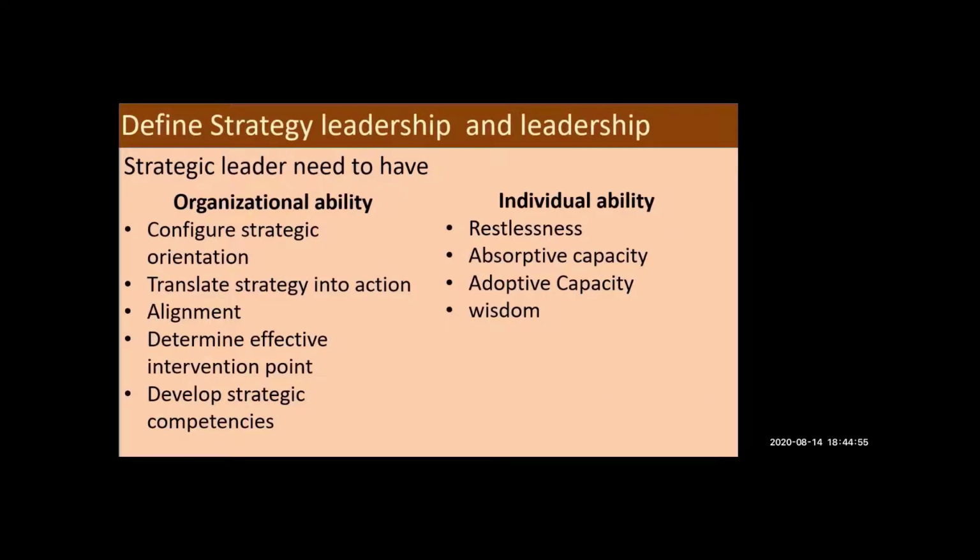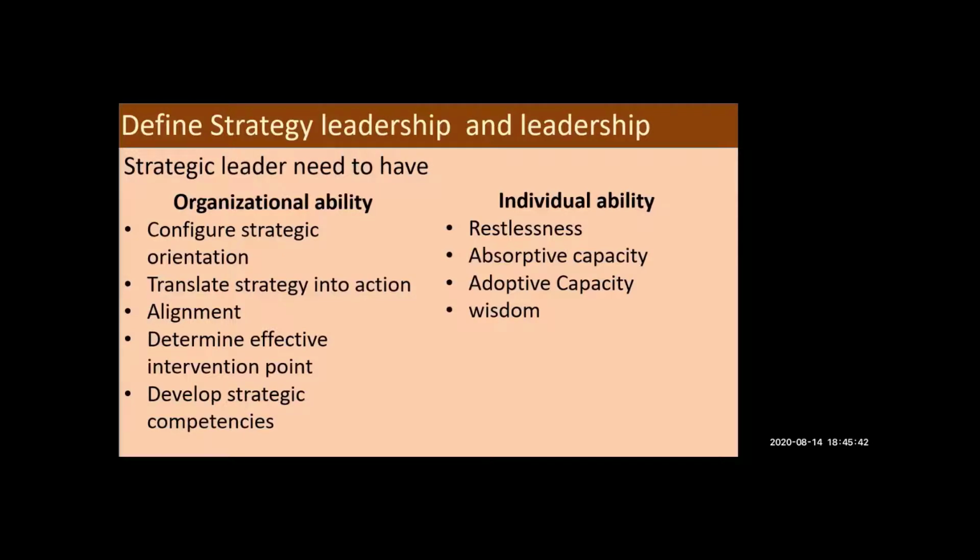The strategic leader needs to have different abilities, organizational ability and individual ability. Let's say organizational ability first. The organizational ability needs to configure a strategic orientation, to be strategically oriented. We have to know where we are going, and we have to be committed to attaining those strategies. Translating strategy into actions: having a plan to achieve some goal is not enough. Translating these strategies into action is a mandatory ability that a strategic leader needs to have.